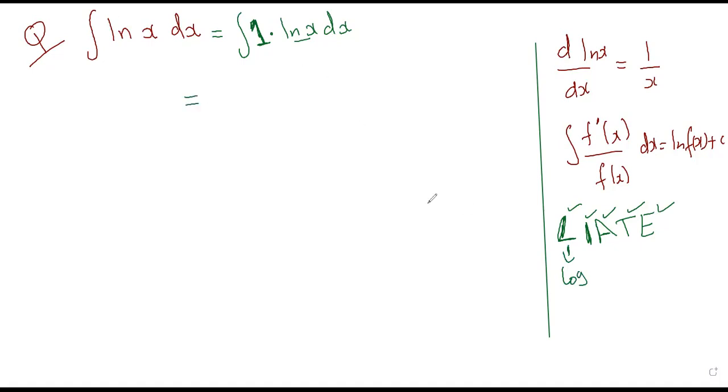Now what was the rule? First function, second function: first function would come as it is, integration of second function, minus integration sign, integration of second function, derivative of first function dx. So first function, that is ln of x, would come here as it is, and we need to integrate the second function. This is dv by dx, and this is u. Do you agree? Yes, sure. Do you think it's correct?